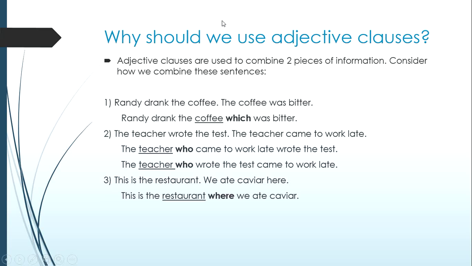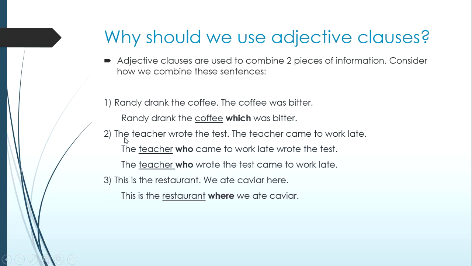Why should we use adjective clauses? We use adjective clauses to combine 2 pieces of information. So instead of writing 2 sentences out like this, Randy drank the coffee, the coffee was bitter, I can combine them by using an adjective clause. So here, instead of repeating coffee, I just cross out one of the coffees and just use which. So then the sentence would be changed to Randy drank the coffee, which was bitter.